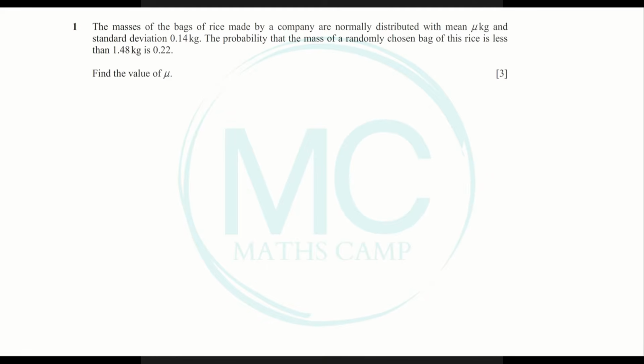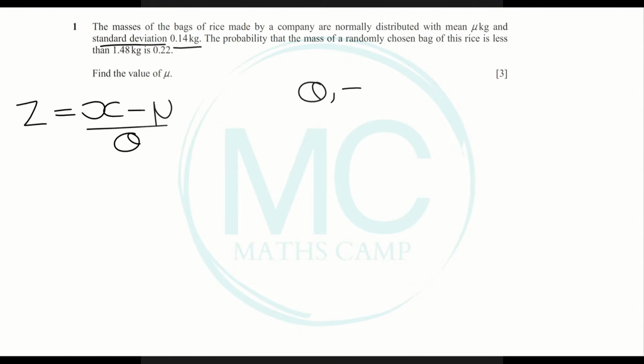To find mu, we can use the formula Z is equal to x minus mu over standard deviation. The question tells us that standard deviation is 0.14, so I can make a note of this over here. Standard deviation is equal to 0.14. It tells us that the rice is less than 1.48 kilograms. That is our x value. You can say x is equal to 1.48. The probability is 0.22.